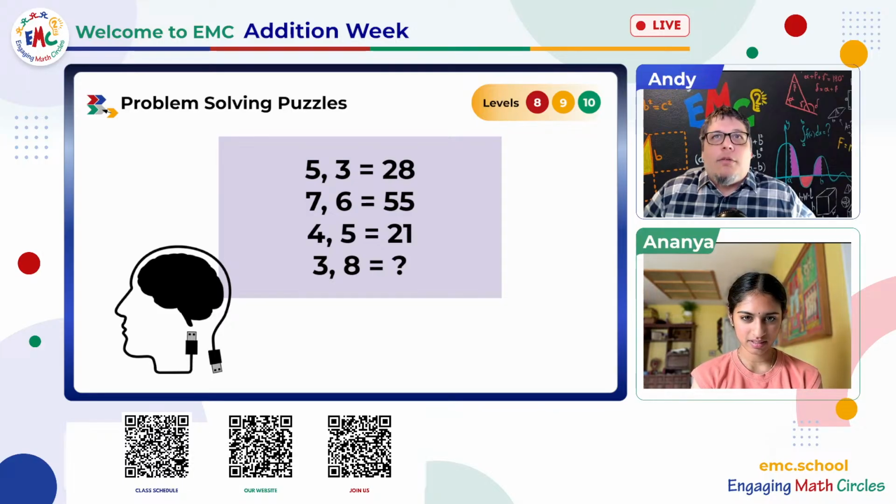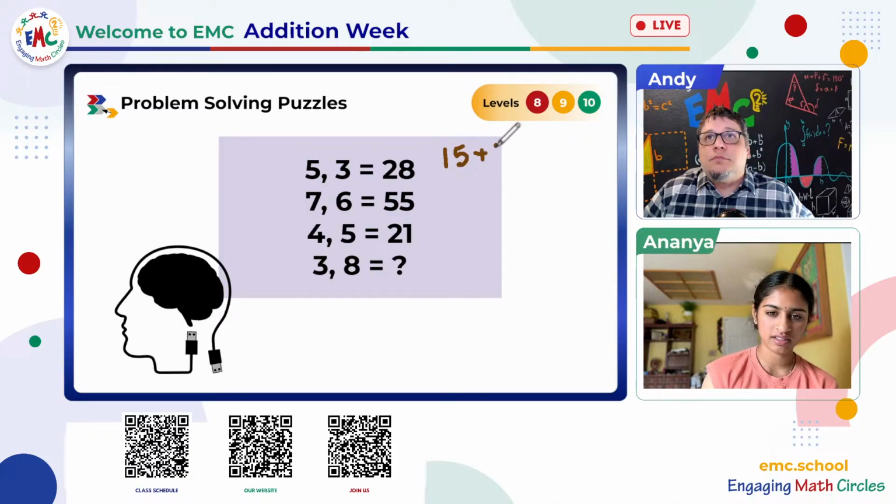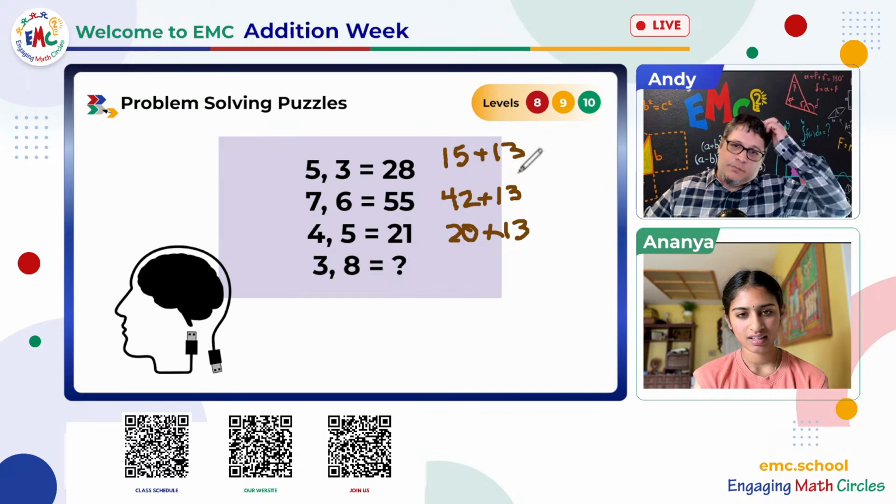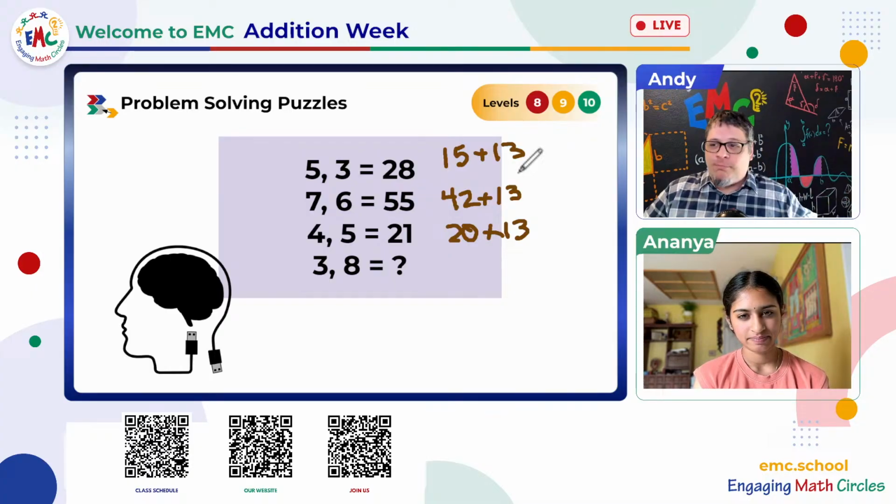I don't know what it's doing. 5 times 3, 15 plus 13 is 28. But then, oh, it's just times and add 13. Okay. What? No. That one is 42. 42 plus 13. This one is 20 plus 1, though. Oh no. Good try. Didn't work. We can get it with some more experimentation.